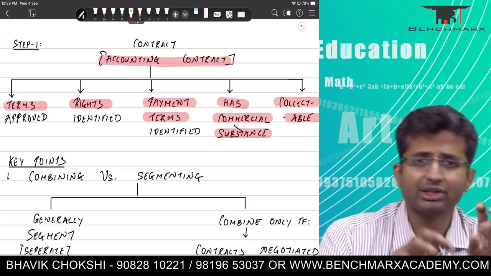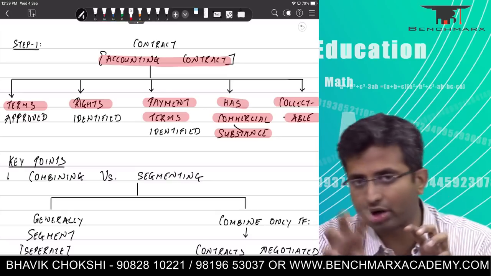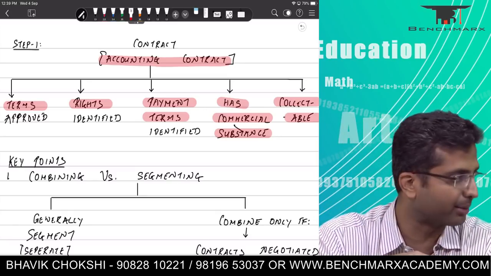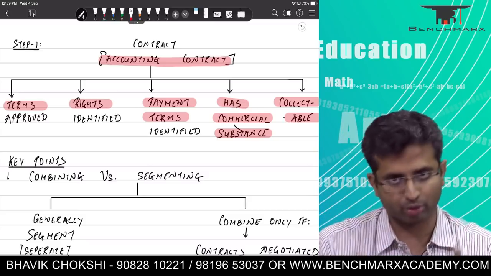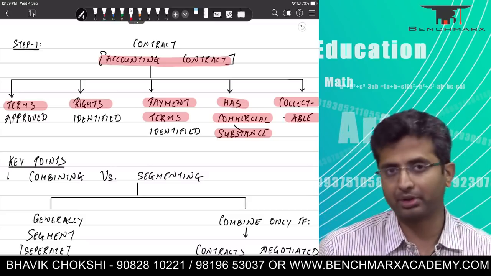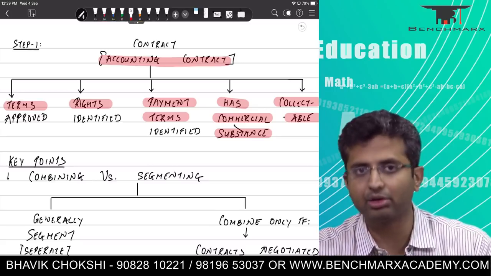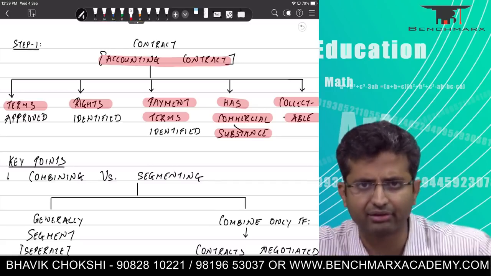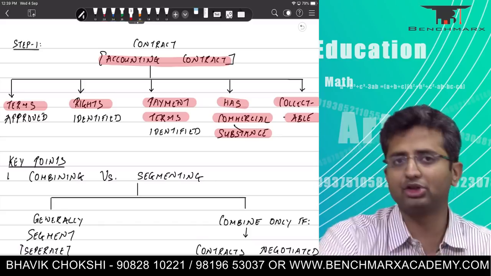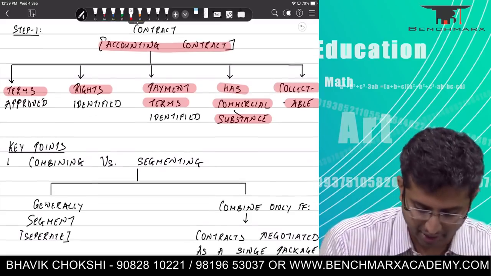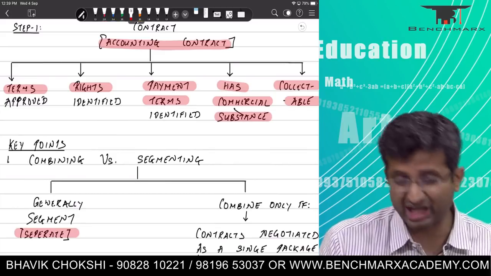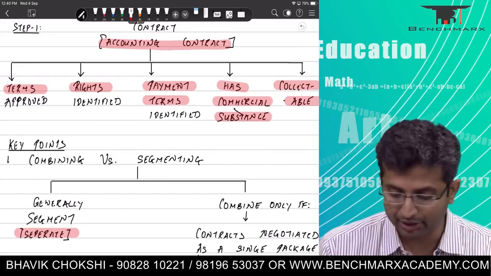Should you recognize revenue from each contract separately, which is what we call segmenting, or should you recognize the revenue considering all the contracts together? The general principle is you should always segment and recognize revenue for each contract separately. Like in AS 7, you would have studied that the stage of completion of each contract is different, and hence you should recognize each of the contracts separately. So generally, you should segment and recognize revenue separately.